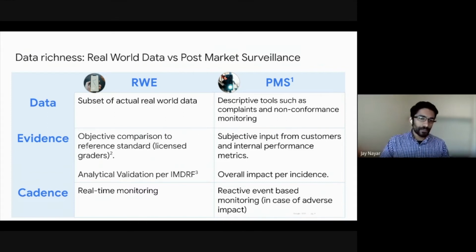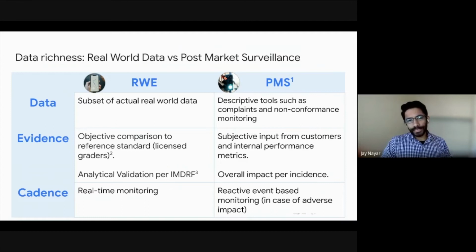Speaking about evidence, we gladly acknowledge that RWD monitoring is not the same as a well-controlled study. For instance, the reference standards for geography, intended use, etc. will be different, but rather we are considering it similar to analytical validation per the FDA's own SaMD guidance, whereby we compare the performance of the model against human experts.